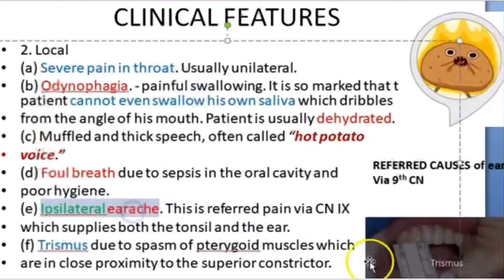Let's summarize again. There was pain in the throat, which is unilateral, odynophagia, difficult swallowing, saliva they cannot swallow, so it dribbles from the mouth. Patient is dehydrated. Third thing we saw was the hot potato voice. Fourth, foul breath because of the poor hygiene as well as the sepsis of the oral cavity. Fifth was the ipsilateral ear ache. It is because of the 9th cranial nerve, the glossopharyngeal nerve, which is supplying both the tonsil and ear. Trismus will be there. Why is the trismus here? Guys, why does the person have lockjaw? It is because of the spasm of the pterygoid muscle, which is in close proximity with the superior constrictor muscle. Okay.